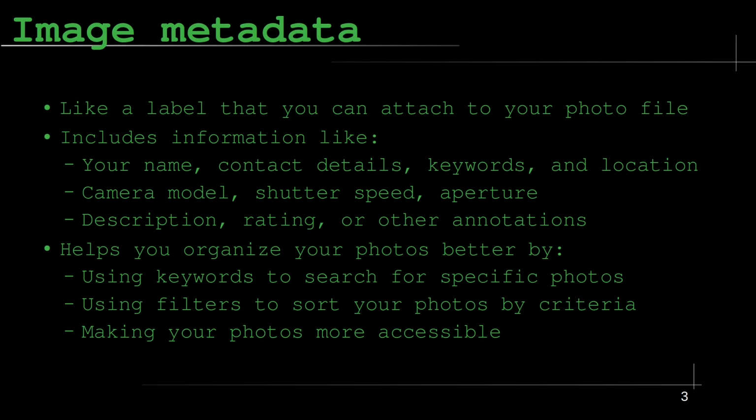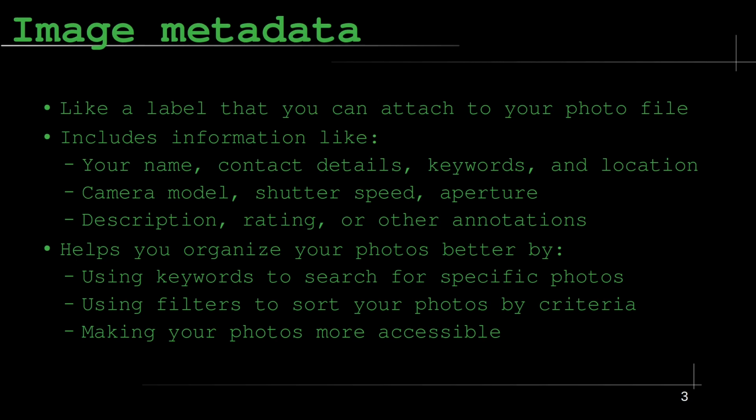This is called EXIF data. Some of it you can add yourself using software on your computer. For example, you can write a description of what the photo shows or rate it with stars. Metadata can help you organize your photos better. You can use keywords to search for specific photos on your computer or online. You can also use filters to sort your photos by criteria like rating or capture time. Metadata can make your photos more accessible and useful for yourself and others.